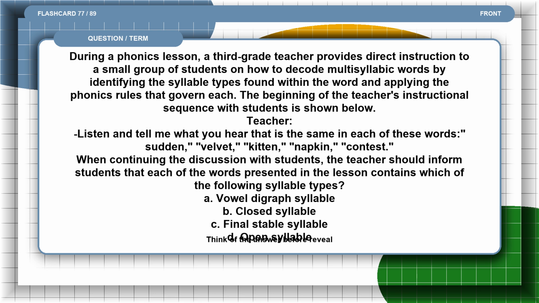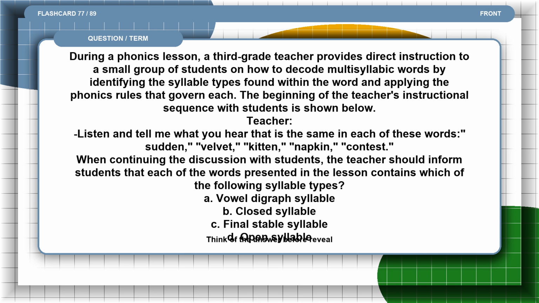Teacher: Listen and tell me what you hear that is the same in each of these words. Sudden, velvet, kitten, napkin, contest. When continuing the discussion with students, the teacher should inform students that each of the words presented in the lesson contains which of the following syllable types? A. Vowel digraph syllable. B. Closed syllable. C. Final stable syllable. D. Open syllable.